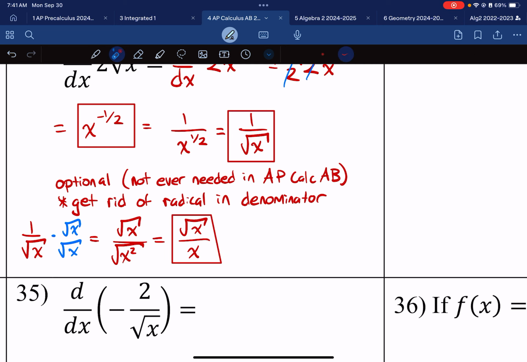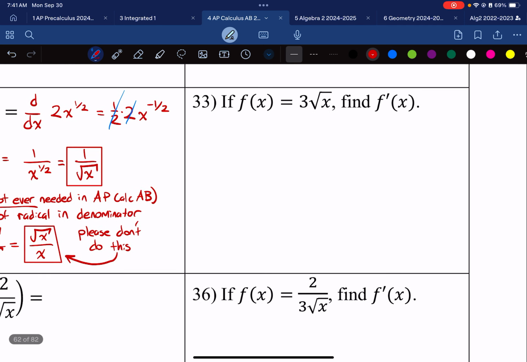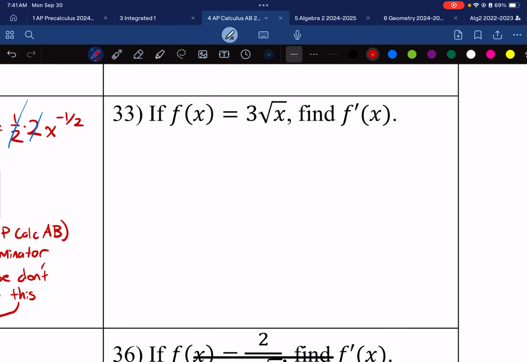Please, please never do this. I'm gonna write that in the notes. Please don't do this. It's just too much work, and it's not ever needed. Not ever needed. Anyway, just kind of a side tangent there. Let's continue on. I made the video too long, didn't I?